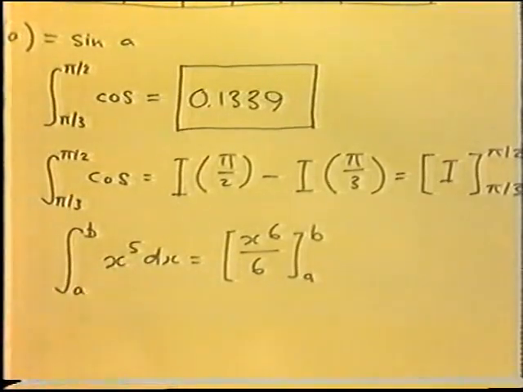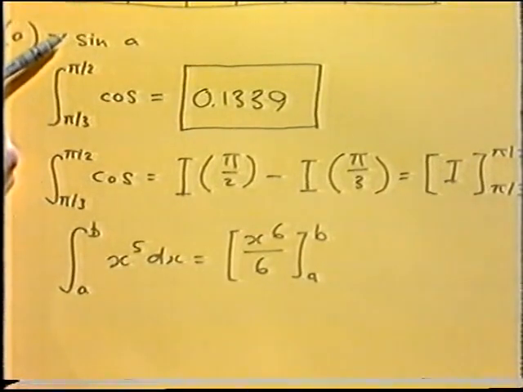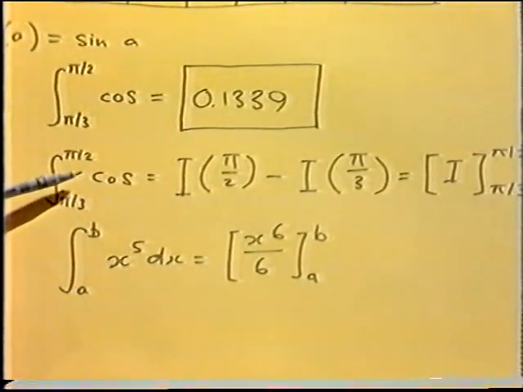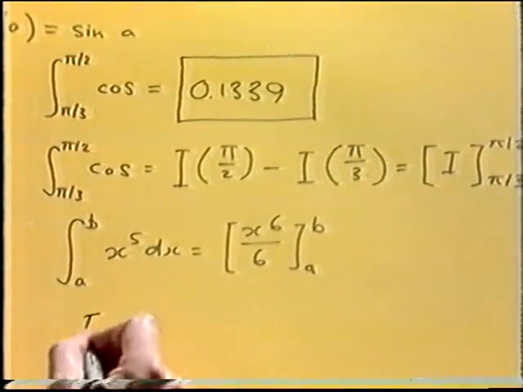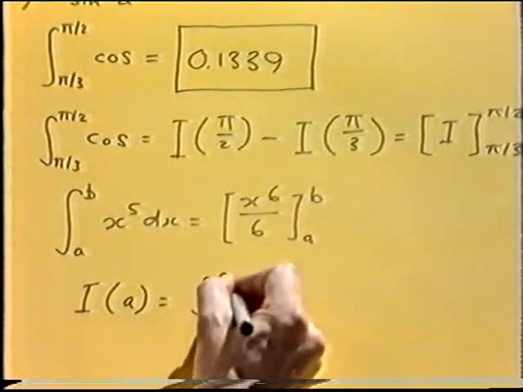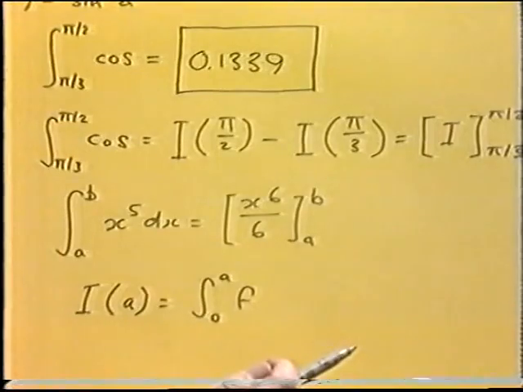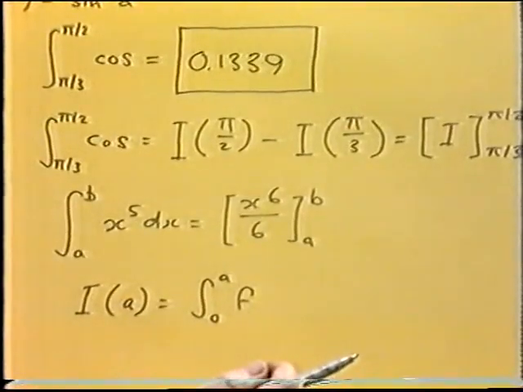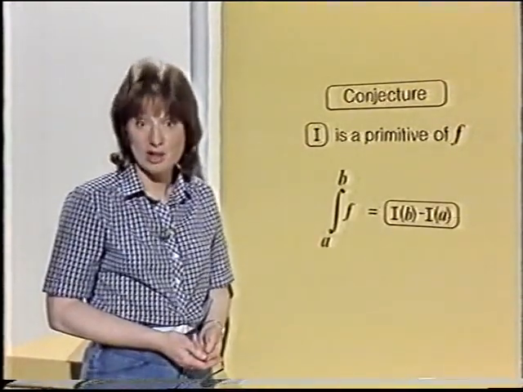And here, our integral from 0 function is sine, and again, the derivative of sine is cos. So in each case, the integral from 0 function of a function f is the primitive of the function we started with. Is this a general pattern? Well, let's use those two special cases to make a conjecture.